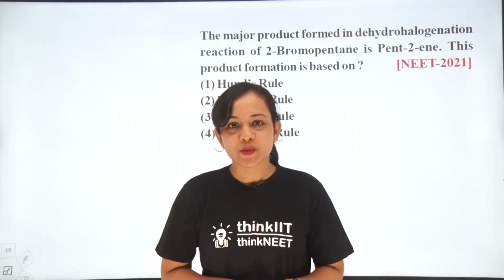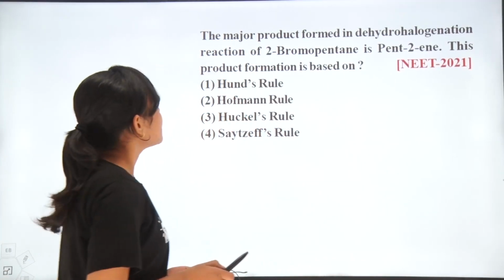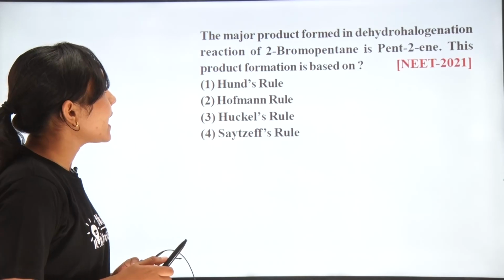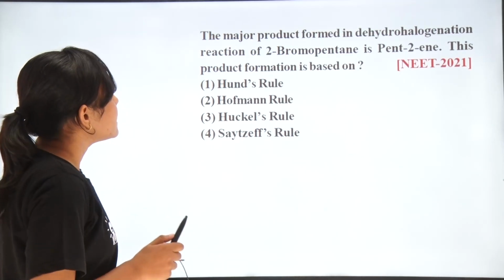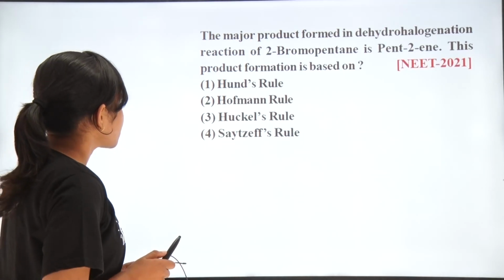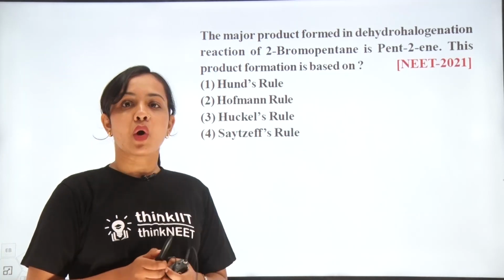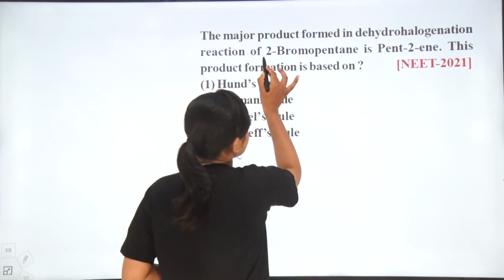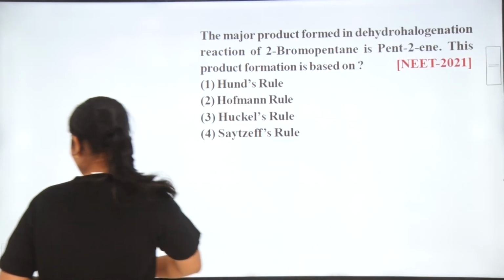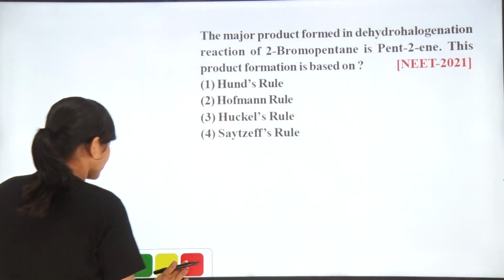Thank you. Hello dear students, so our question is: the major product formed in the dehydrohalogenation reaction of 2-bromopentane is pent-2-ene. This product formation is based on, okay, first of all students you can see that this is our reacting 2-bromopentane, okay, this is our reacting 2-bromopentane.